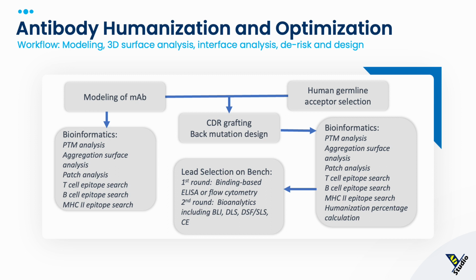Then, after we balance all these features and finalize our design, we will test our designed antibody humanization candidates on the bench. The first round is to screen for binding affinity or specificity, and in the second round we screen for manufacturability.